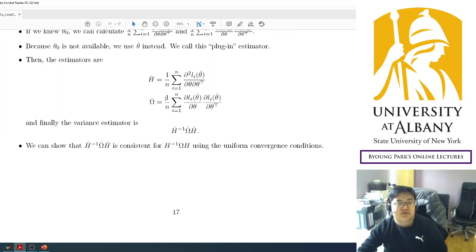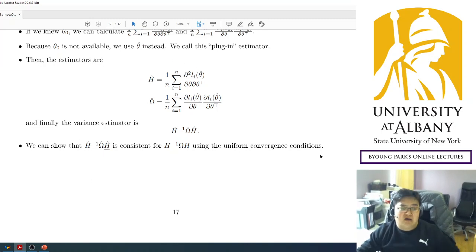Okay, that is it. This is how we analyze an estimator, especially the M estimator, the extremum estimator, which is one of the most common and more general forms of estimation.